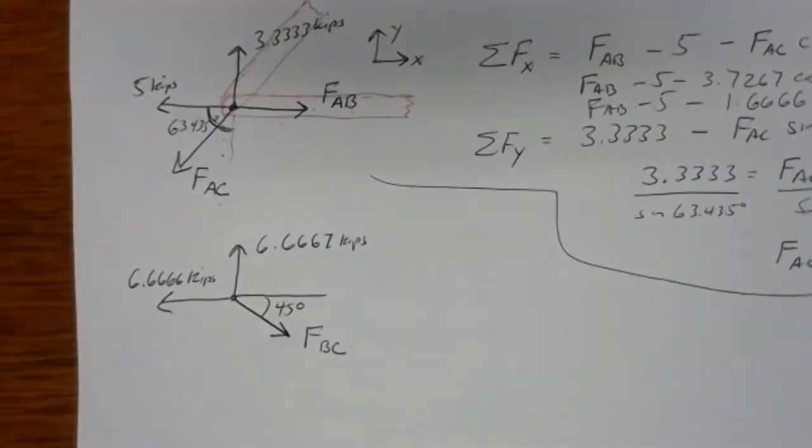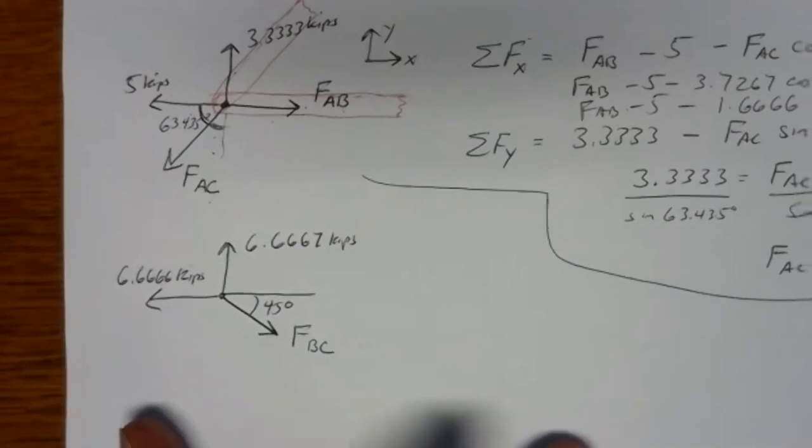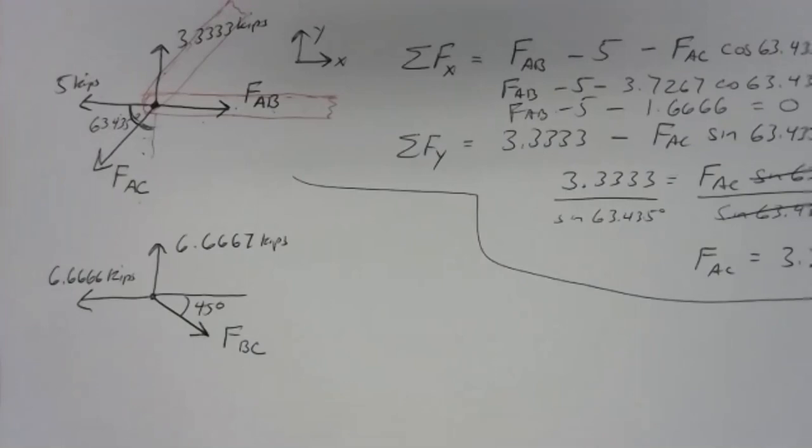So there's our free body diagram. Now notice there's only one unknown. This happens at the last joint that you need to do for the problem. At the last joint, you'll only ever need to set up one equation. So it's up to you whether to use the X or the Y direction equation. I'm going to use the Y direction equation here.